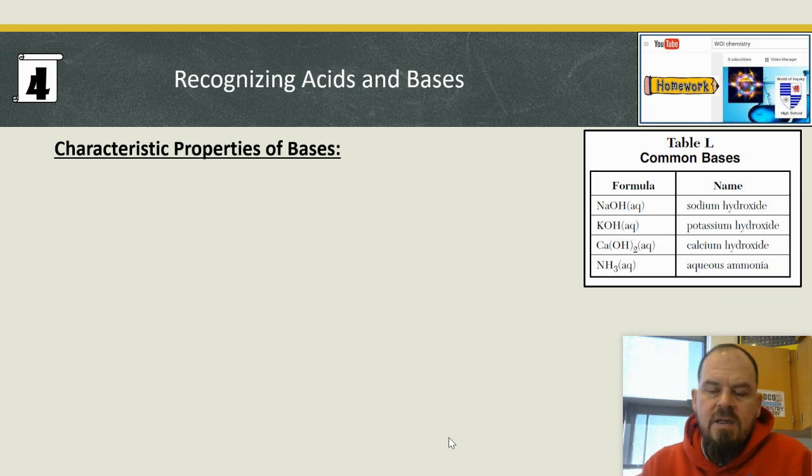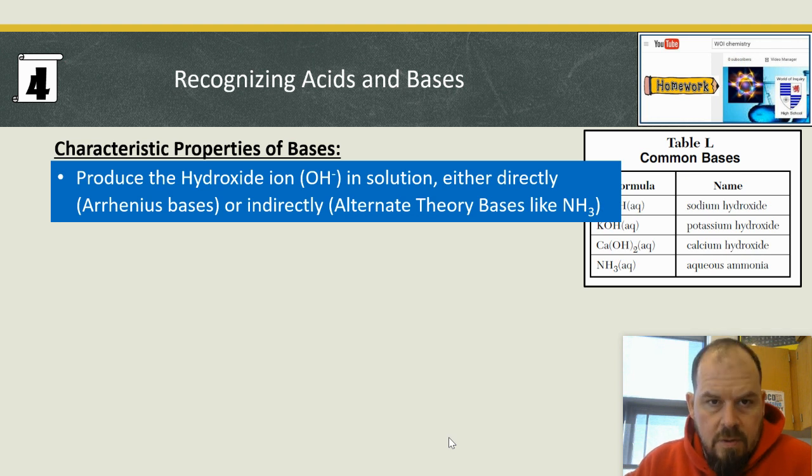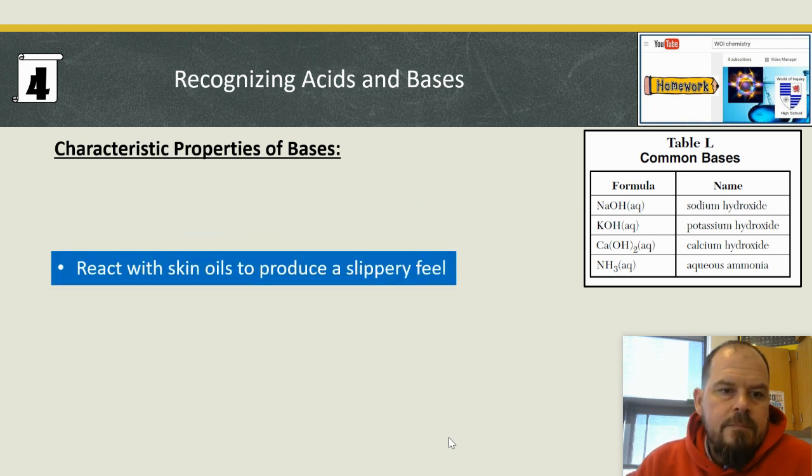Then we go on to bases. Notice new table now, Table L, and there's only 4 of them there. They're going to produce hydroxide ion, OH-, in solution, either directly or indirectly. They will be bitter. Dark chocolate is basic. They react with skin oils to produce a slippery feel.